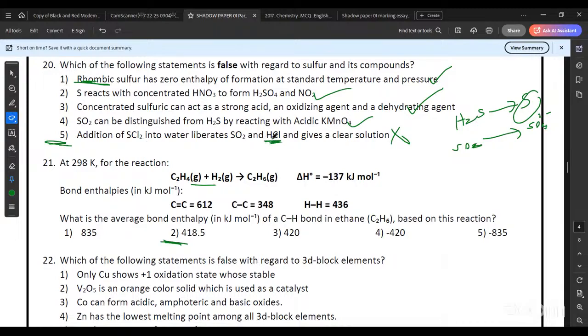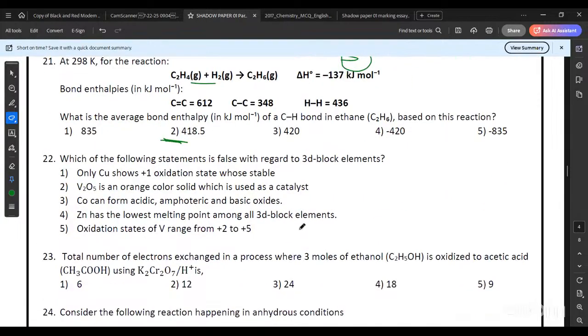The fifth one is wrong. Does it give a clear solution? It doesn't give a clear solution, it gives sulfur. Right. 22nd one. V2O5 is an orange color solid. I gave that in your D block note, I remember I gave it. It's better if you can remember that. It is used as a catalyst.